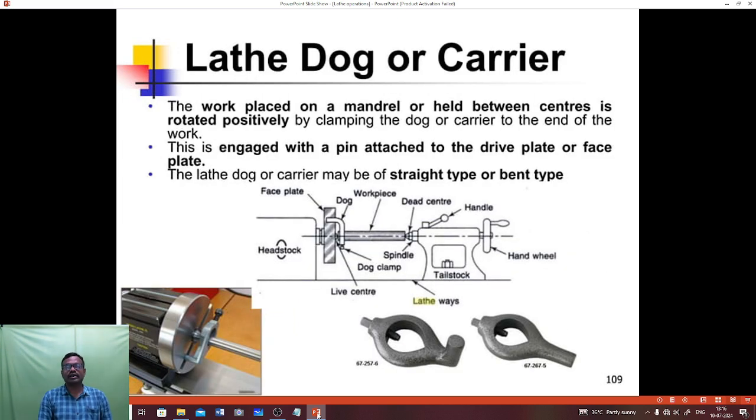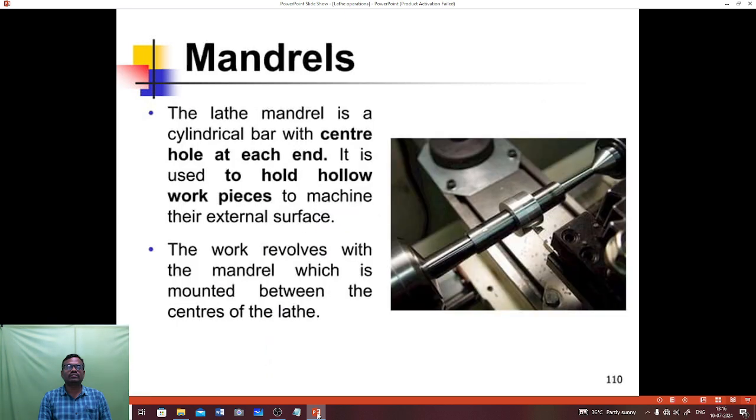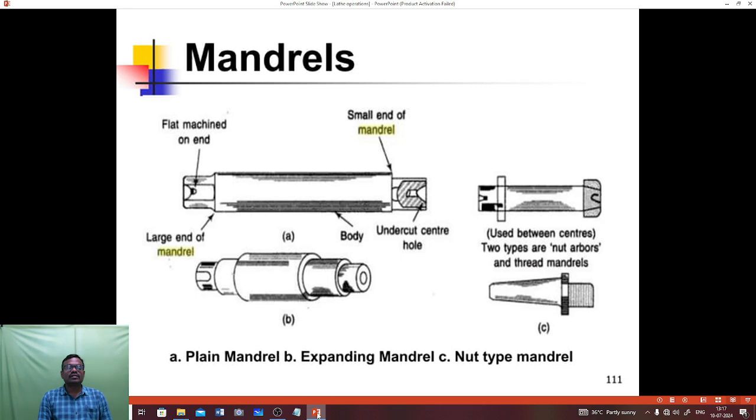Lathe dog or carrier. The work placed on a mandrel or held between centers is rotated positively by clamping the dog or carrier to the end of the work. Mandrels. The mandrel is a cylindrical bar with a center hole at each end. It is used to hold hollow pieces to machine their external surface. The diagram of mandrels is shown in the figure.